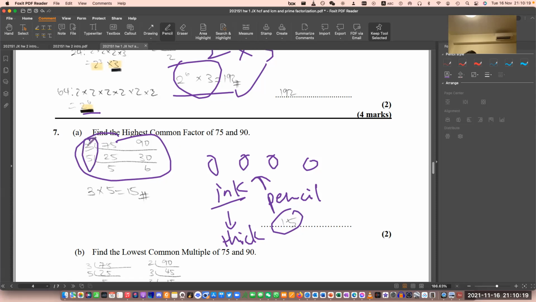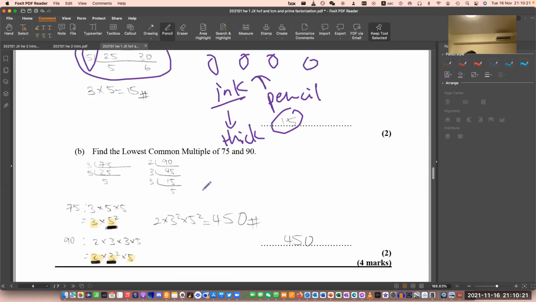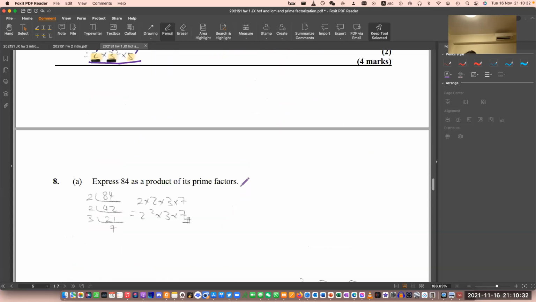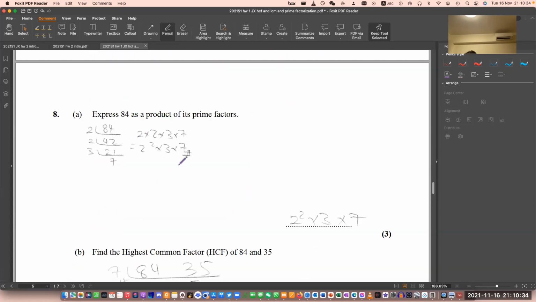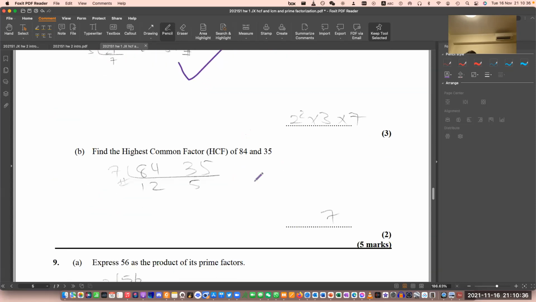Okay, highest common, yeah, over here. For the lowest common multiple, like I say, I just need to look at all this. So I see 2, I see 3, I see 5. And then I choose the highest power among them. Very good. Very simple.